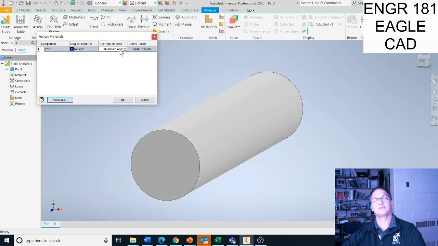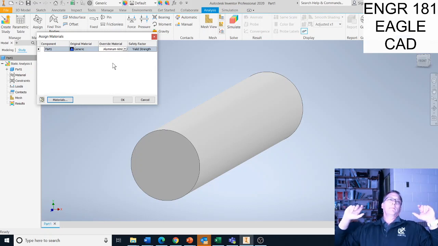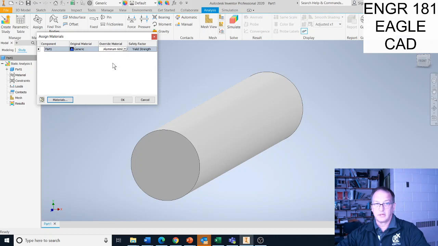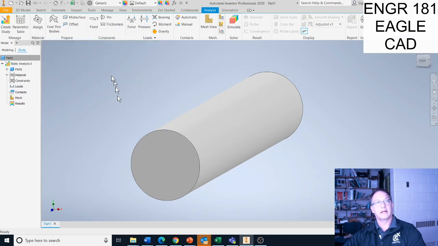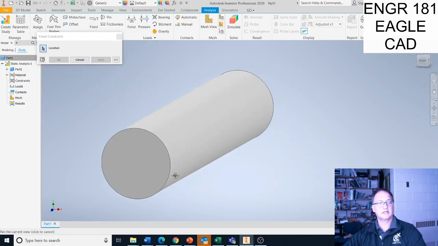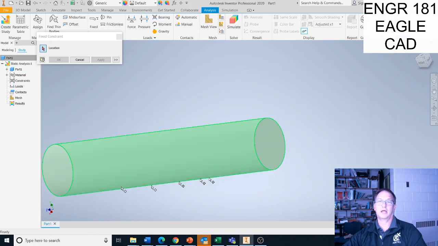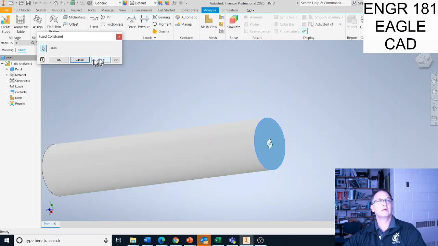So I'm picking aluminum 6061. We know that it's got a Young's modulus of roughly 10,000 KSI. There'll be a little round-off there, but it's in the 4th decimal place. I'm good with that. We'll have other issues. So, okay, I got my material. I want to fix one end. Let's fix the origin end, which is that one, I think.